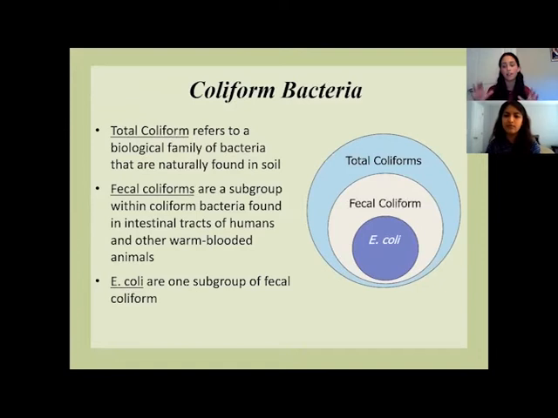But underneath that are the fecal coliforms, which are a subgroup of these coliforms that are found in the intestinal tracts of humans and other warm-blooded animals like dogs and cattle and birds and all that good stuff. So it comes out in our waste. And an even smaller subset of fecal coliform is our E. coli. So this is a subgroup, and it makes up about 60% of our fecal coliforms. And this is what we're going to be talking about for the rest of the presentation, these E. coli.